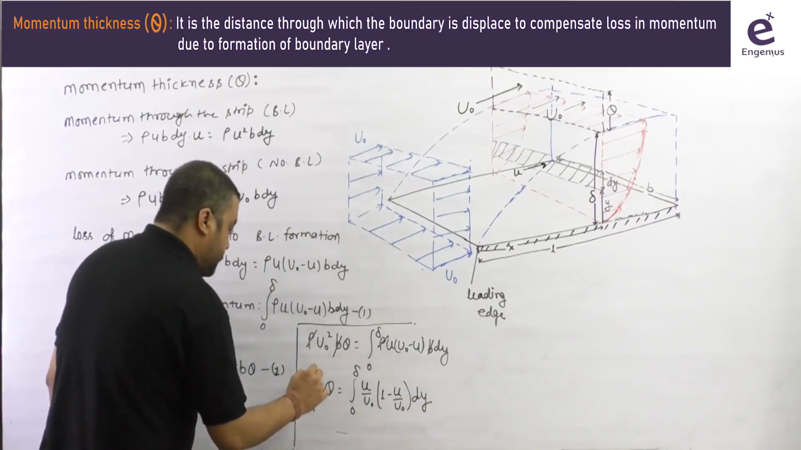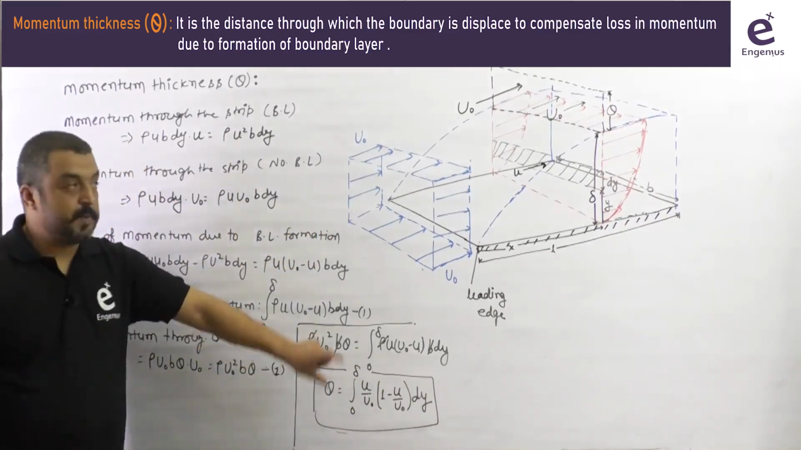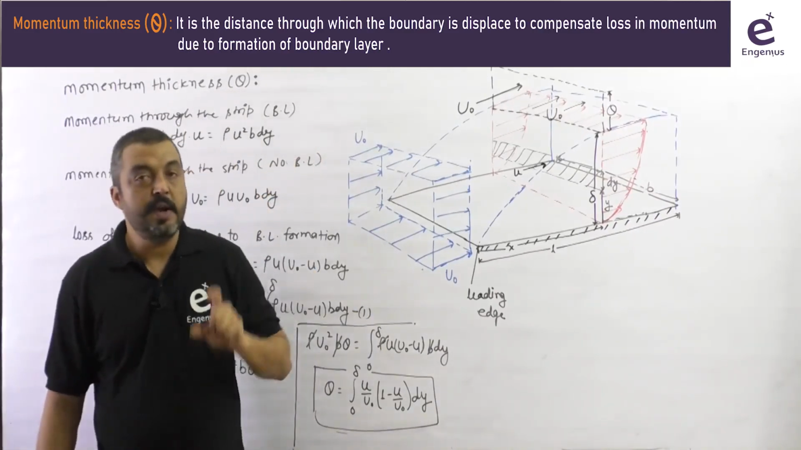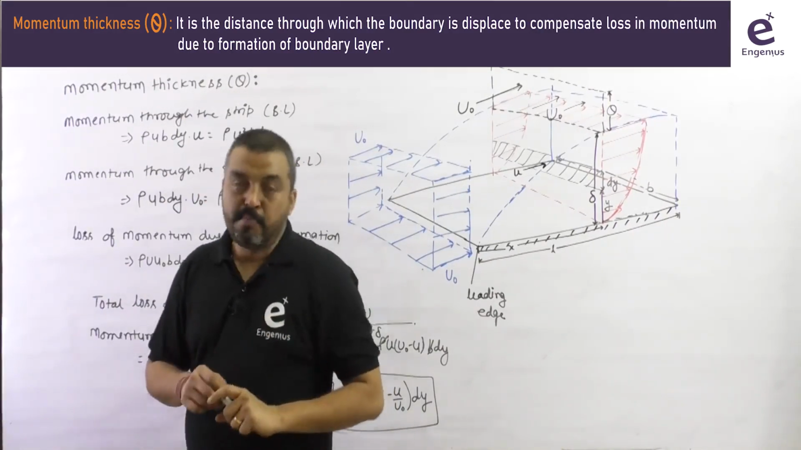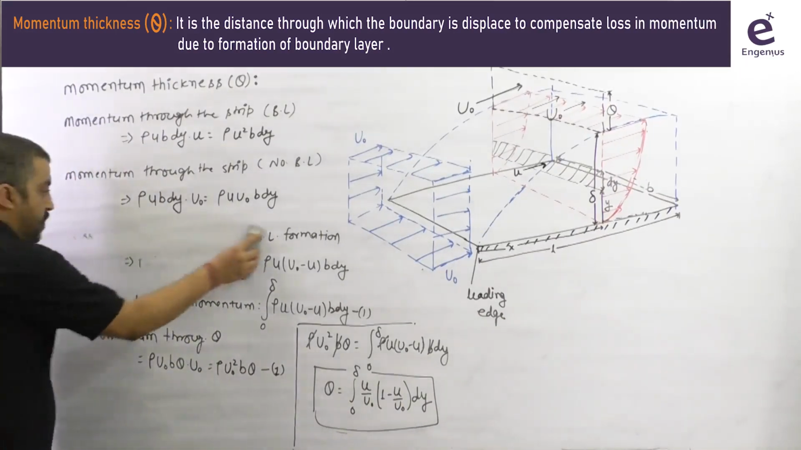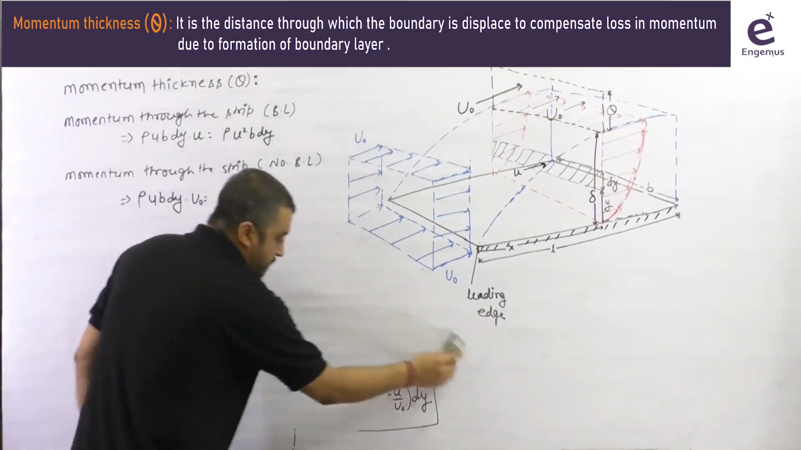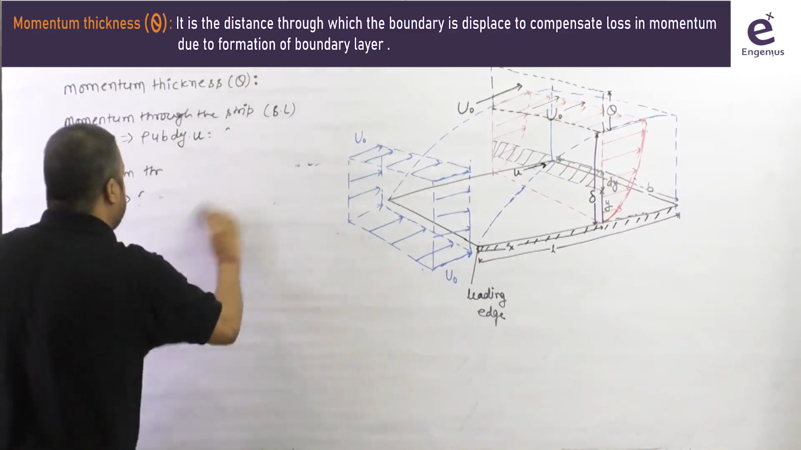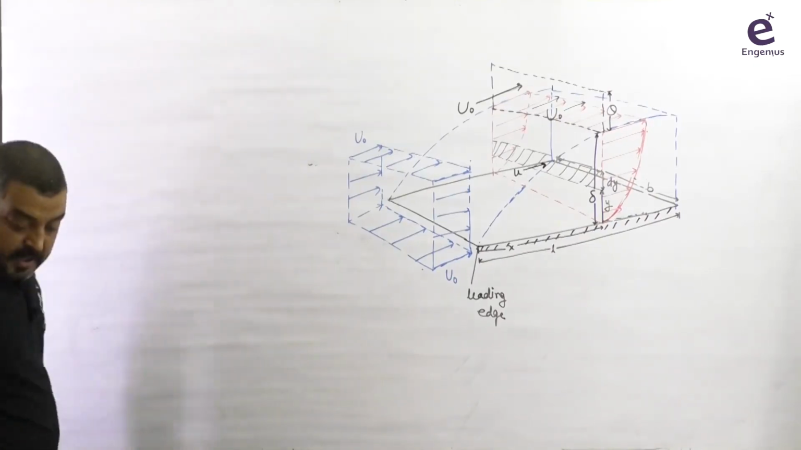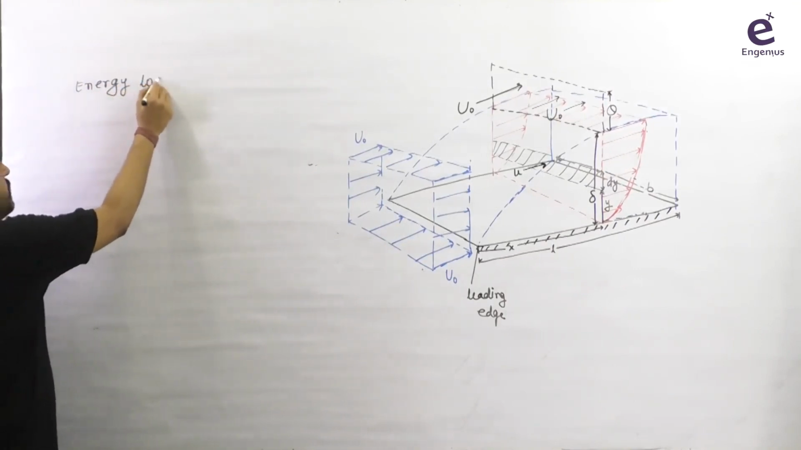OK, and this is the formula of momentum thickness. So it means by this amount we will displace the boundary, through which we can compensate the loss in momentum due to the boundary layer formation. OK, so this is about the momentum thickness. There is one more parameter that we will discuss here, that is energy thickness. Similar to the mass and momentum, when the boundary layer takes place, the energy is also going to be lost. OK, so the next parameter that we are defining here is the energy loss, sorry, energy thickness.